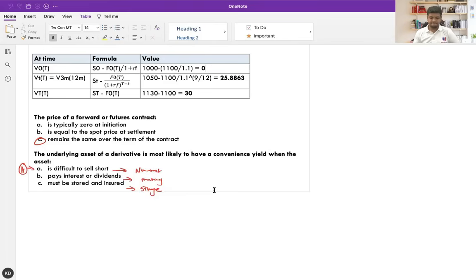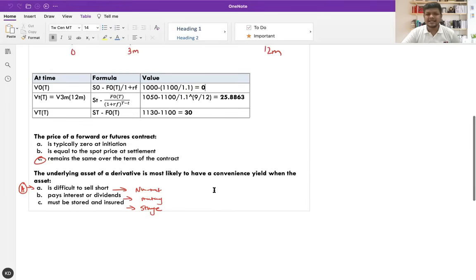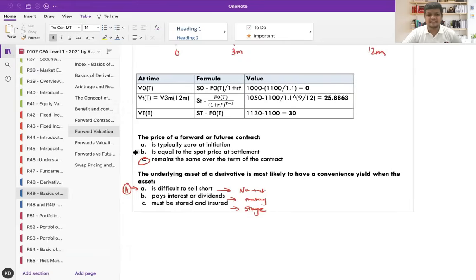Clear? Yes. Yes. So now, what is the value here? Check it out. The value formula.